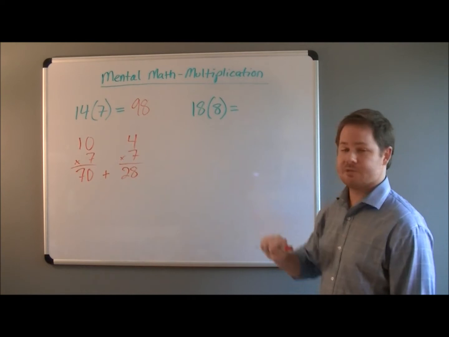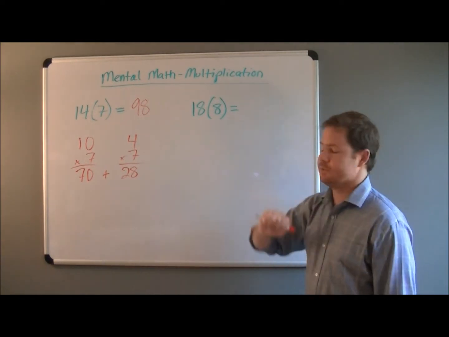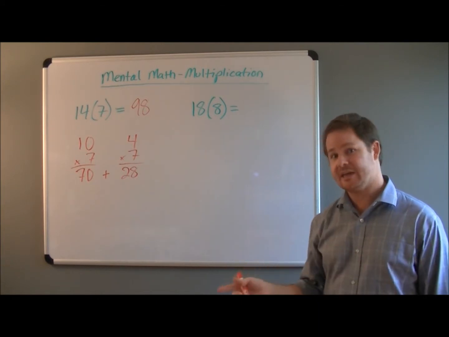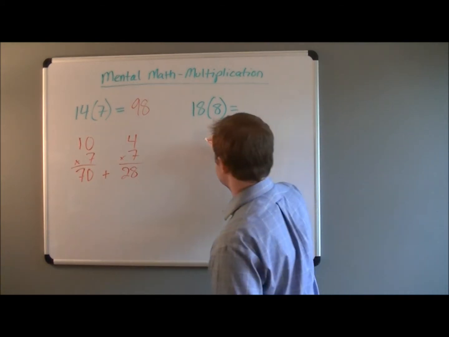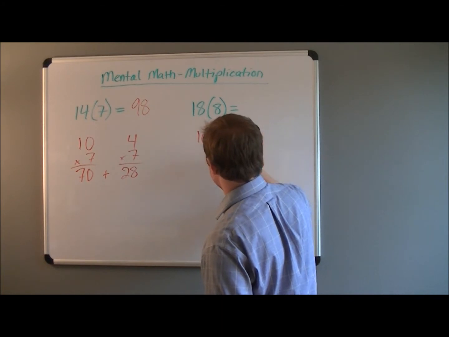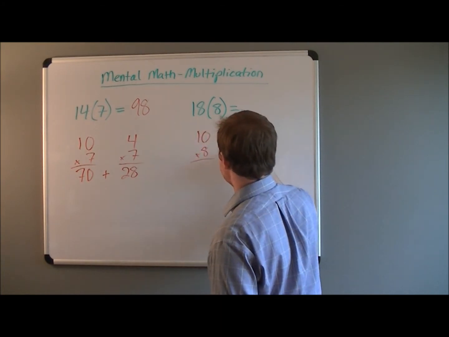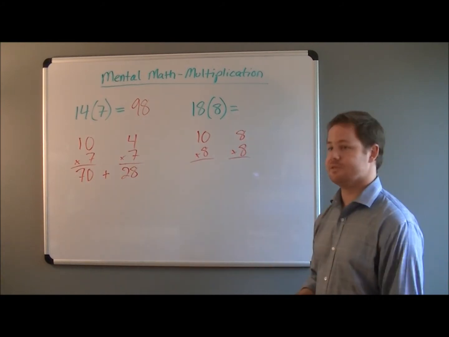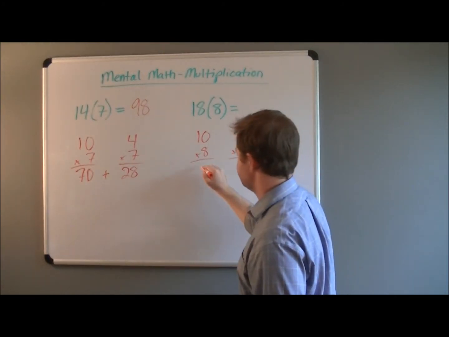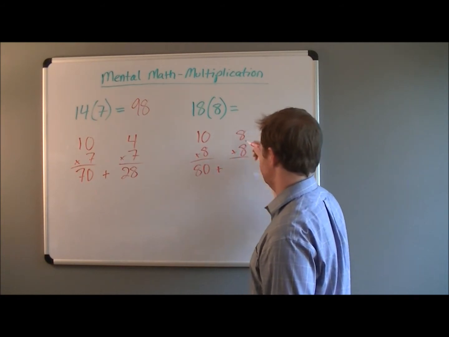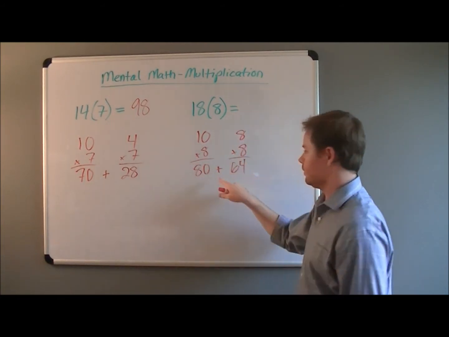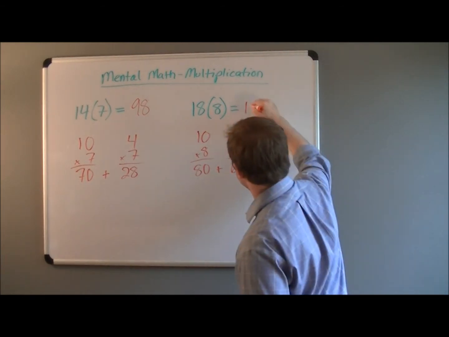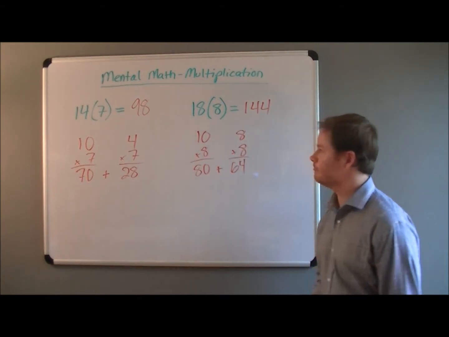So 18 times 8. What parts do we want to split 18 up into? If you said 10 and 8, you're absolutely right. So we're going to do 10 times 8 and 8 times 8 as separate calculations, and then we're going to piece them together to get our final answer. 10 times 8 gives us 80. 8 times 8 gives us 64, and when we add those together, 80 plus 64 gives us 144.